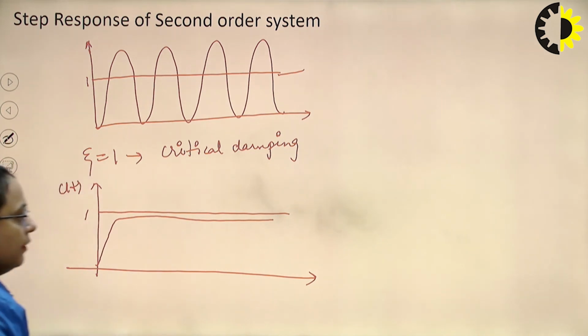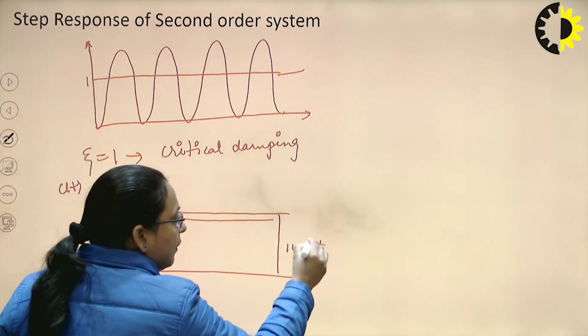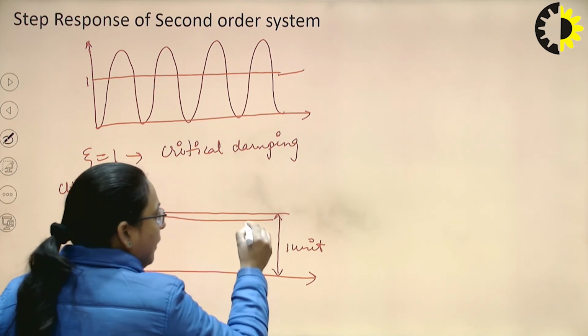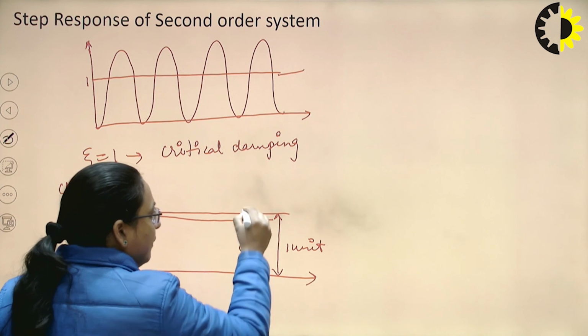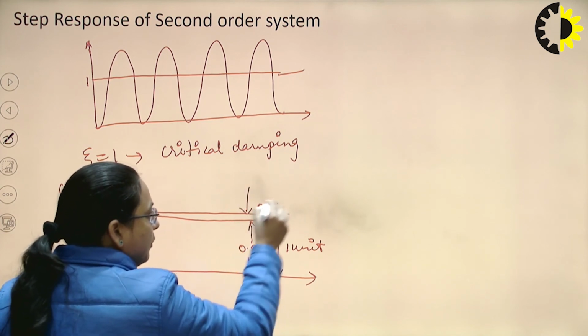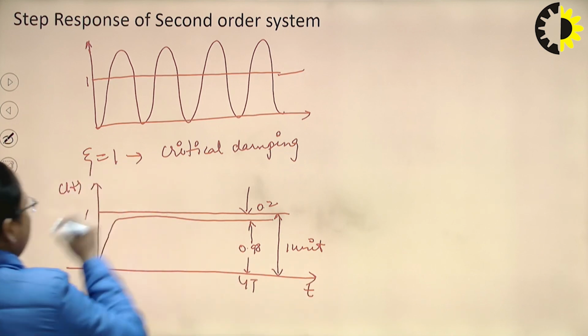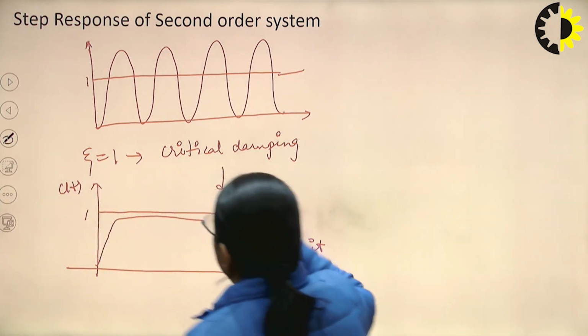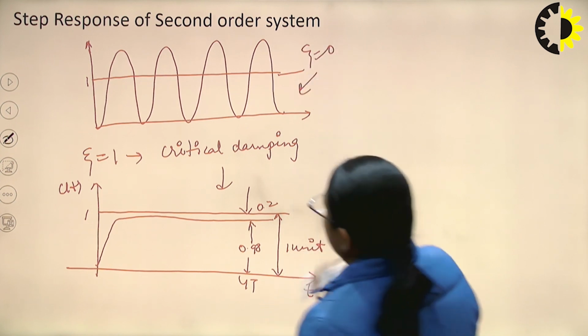the graph like this, okay, where this is 1 unit, and this is 0.98 and the rest one is 0.2. Okay, it is around at 40. Okay, this is the graph for zeta equal to 1. This is the graph for zeta equal to 0.